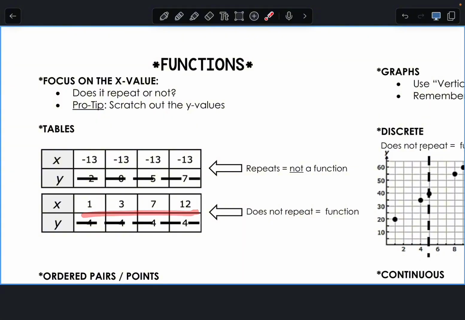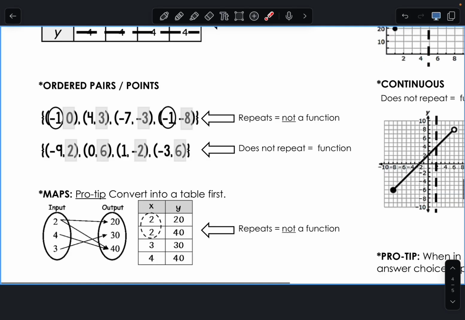Okay? Ordered pairs, same thing. The first set, the negative 1 repeats, so it's not a function. In the next set, none of the numbers repeat. Negative 9, 0, 1, negative 3. None of those numbers are the same, so it is a function.